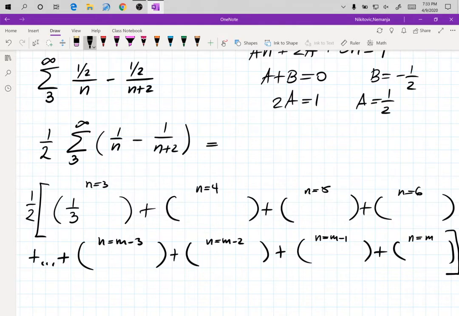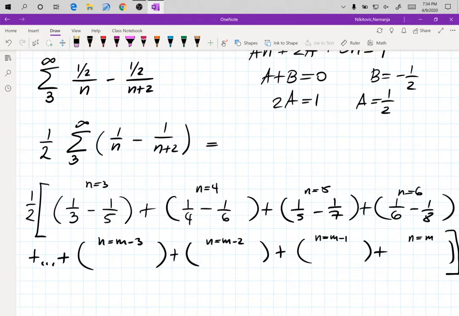So start plugging in 3. 1 over 3 minus 1 over 5. 1 over 4 minus 1 over 6. The pattern is they're 2 apart, so you take the first number and then plus 2. So 1 over 5 minus 1 over 7. 1 over 6 minus 1 over 8. And so on. On the tail end, we have 1 over m minus 1 over m plus 2.